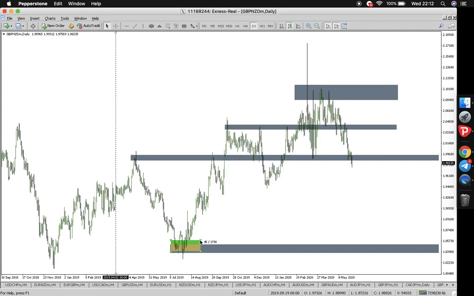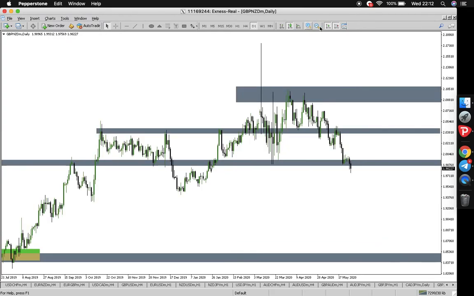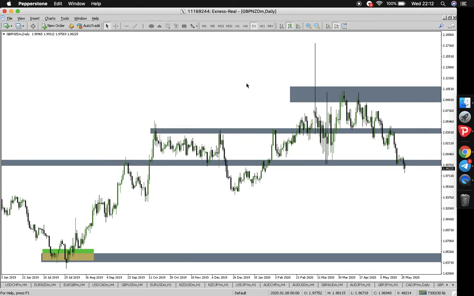Starting over here, we see we were in a very healthy uptrend. I'm going to zoom in. Right at the bottom, we start with a low. We move to a high, we move to a higher low, a higher high, higher high up here, higher low, higher high. I want to mark these again.